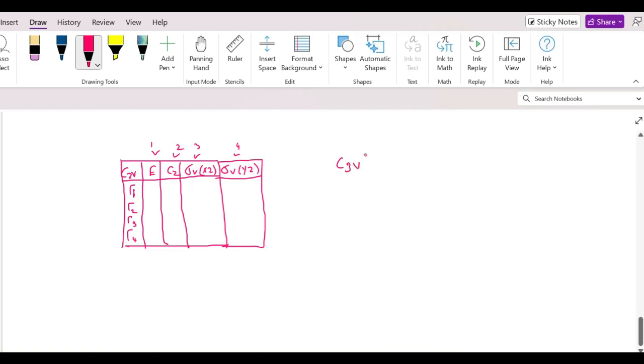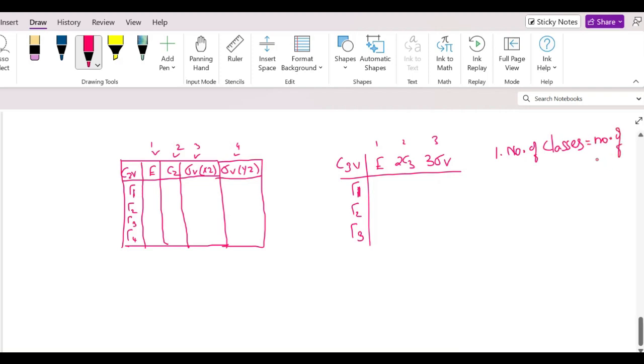For C3v, we have E, 2C3, 3 sigma v. So we have 1, 2, 3 classes, and equivalent to that we have 1, 2, and 3 irreducible representations. So this is the meaning of rule 1: the number of classes will be equivalent to the number of irreducible representations. So this is the first rule.